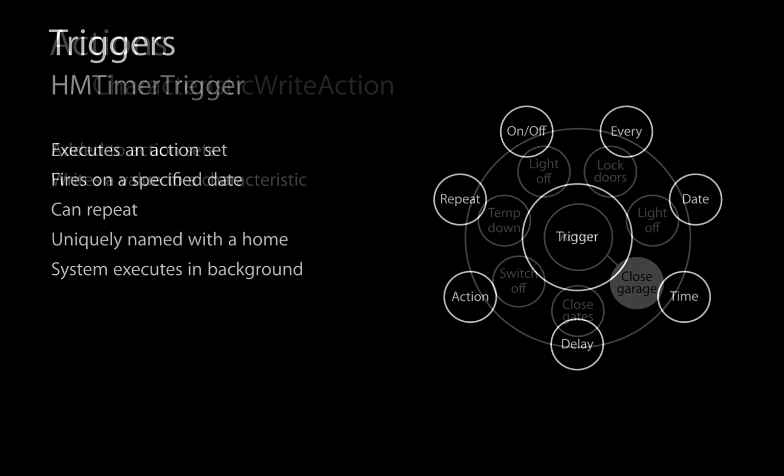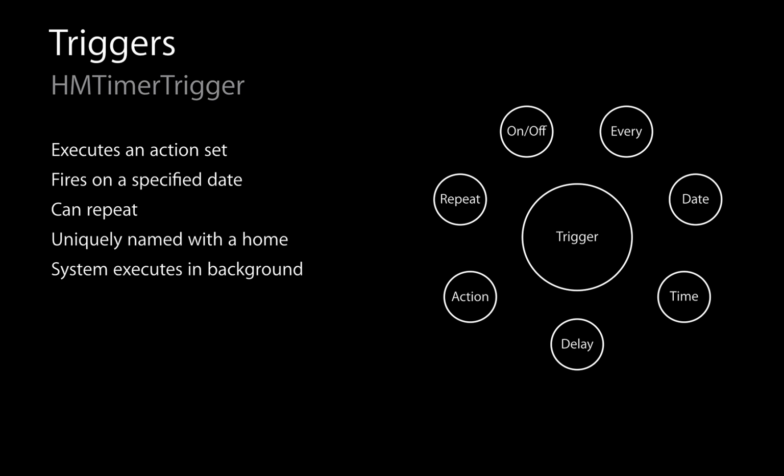We also have triggers. So triggers are HMTimerTrigger. A timer trigger is set up to fire at a specific date and time. They can repeat. They are uniquely named within a home, but they are not interacted with through spoken commands. But they have something very special about them, which is they are actually executed by iOS in the background at the time when that trigger is supposed to be executed, when it fires. So a trigger is set to run an action set.